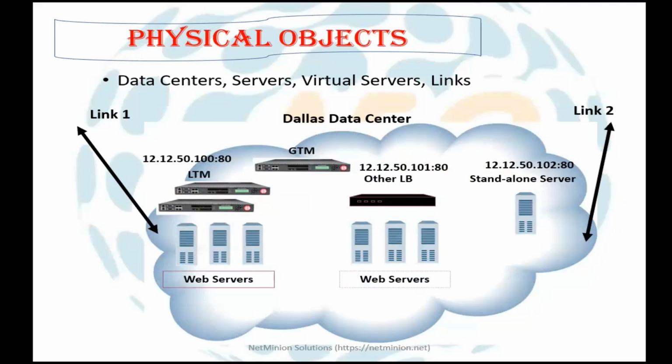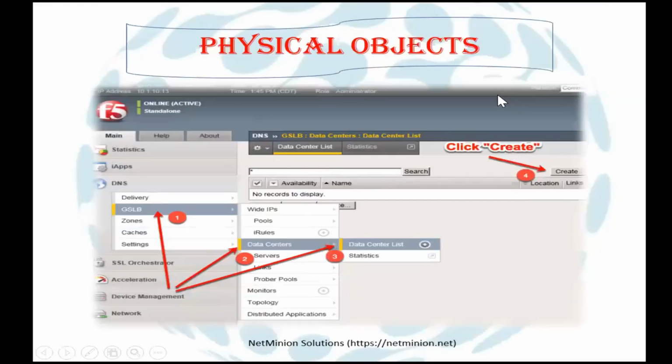Let's see this diagram. Here in this diagram, we have maybe two links available to our data center. So your data center, servers, virtual servers, and links are the physical objects. Let us talk about them one by one. But before going ahead, see this picture, because it shows how we are going to configure all of these elements in our physical topology. First of all, one has to go into the DNS. There are a lot of things, GSLB and all of those. Probably we will touch most of them, but let's move to the GSLB first.